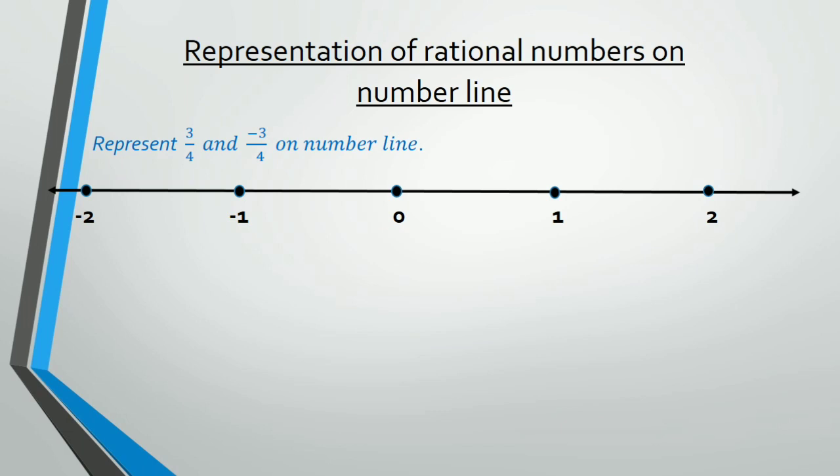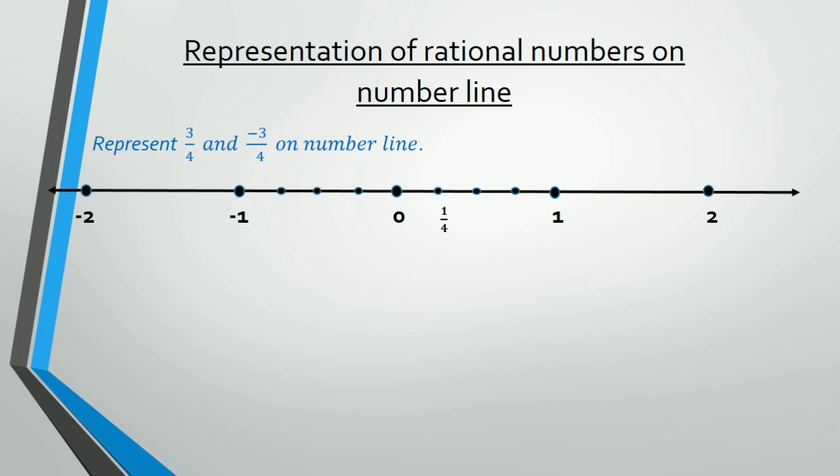First of all, we need to understand which two integers these rational numbers lie between. Here we know that 3 by 4 lies between 0 and 1. Hence, we need to divide the division 0 to 1 into 4 equal parts, because we have to represent 3 by 4. See, the denominator is 4, and hence we have to divide the division 0 to 1 into 4 equal parts.